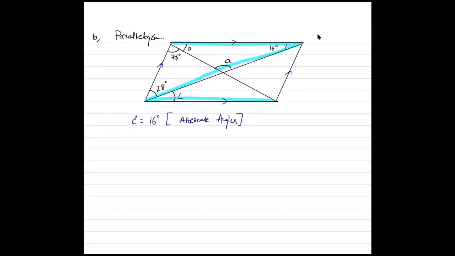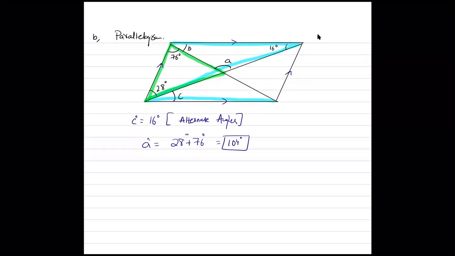ठीक है. Now let's work out. अब कौन सा एंगल हम वर्कआउट कर सकते हैं? We can work out angle A first. Consider this triangle. If you are able to find this angle, you can subtract this angle from 180 to get the value of A. Or you can just apply that property that the exterior angle is going to be equal to the sum of the opposite interior angles. So angle A is going to be equal to 28 plus 76. So what is 28 plus 76? 104 degrees.